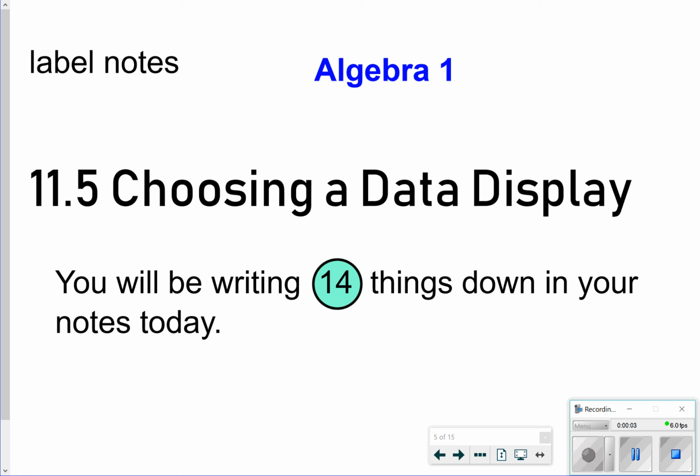Today we're going to be looking at lesson 11.5, choosing a data display, and this is 11.5 part 1. We're just going to be looking at a lot of informational pieces about data displays, so it's going to seem like you're writing a lot, hence the 14 things, but it's super simple, and all you've got to do is make sure that you understand each of the data displays and what kind of data it is.